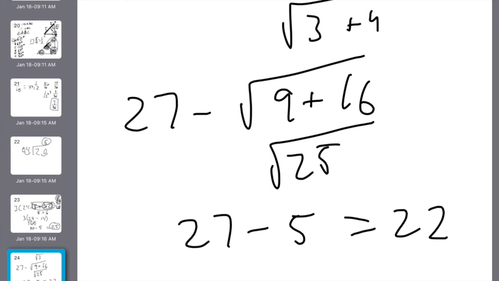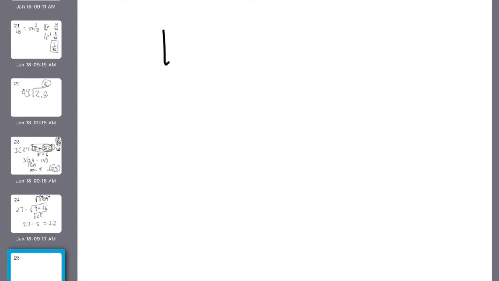Okay? Now, be careful, guys. Some of you might have been tempted to do the square root of 3 and the square root of 4 and say square roots cancel squares, so I can just cross that all out and add that together and get 7. That's only when you're multiplying, not when you're adding. So don't get trapped by that one.